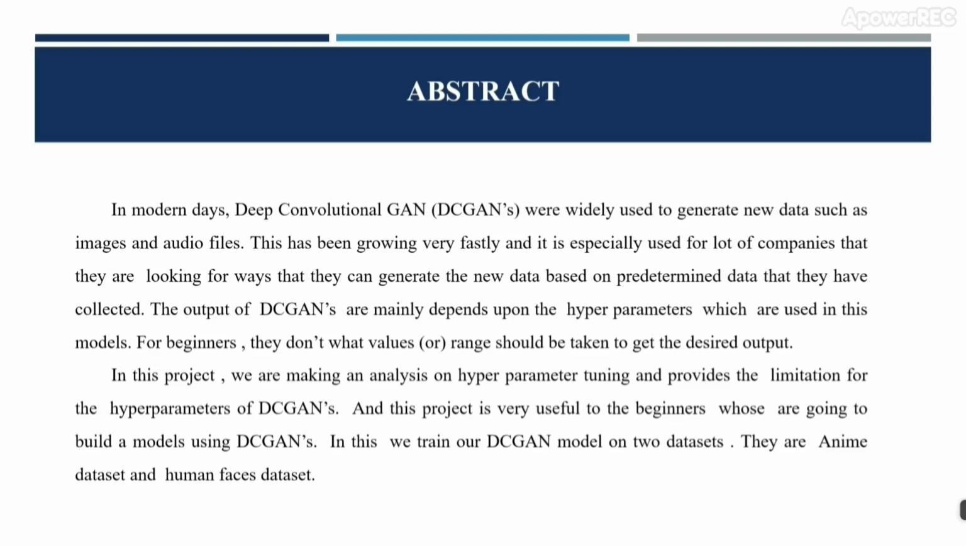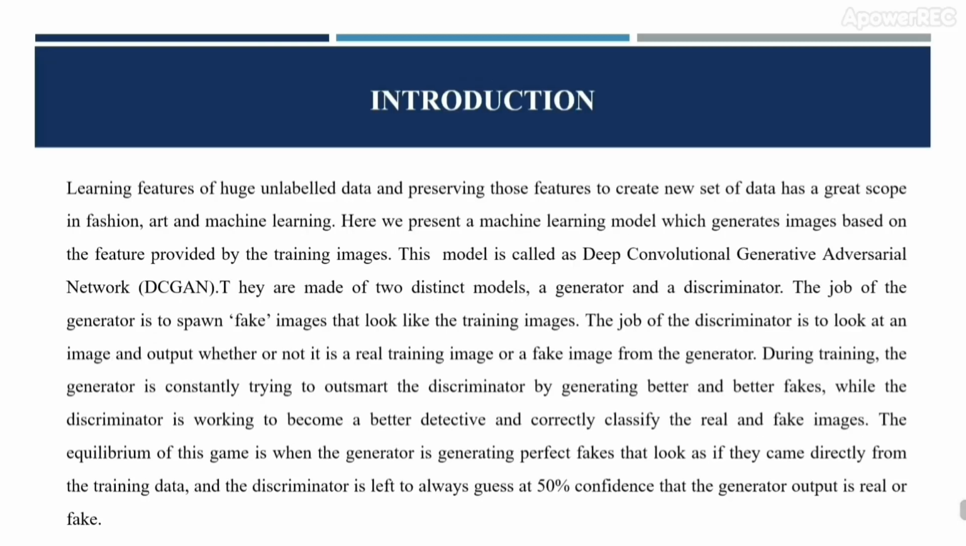To overcome this problem, DCGANs were used to design new images without any human intervention. It has been growing very fast and is used by a lot of companies because they are looking for ways to generate new data based on predetermined data. With this model, they can also create new cartoon images, interior designs or audio clips.